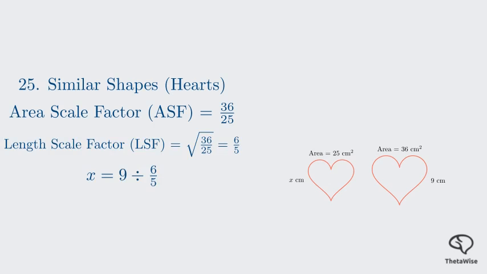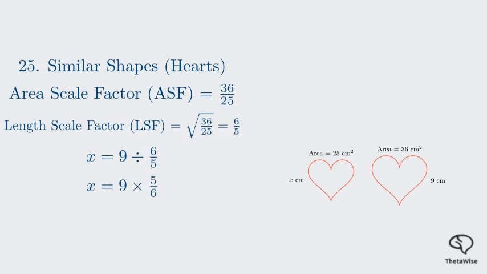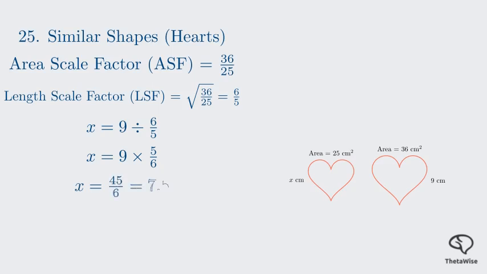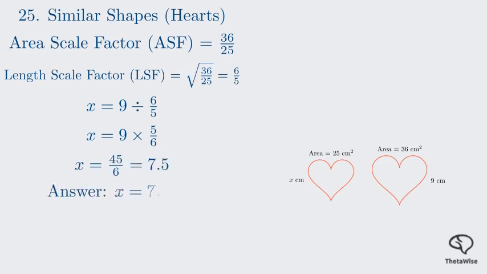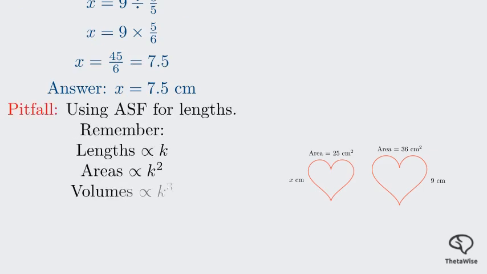To find the smaller height x, we multiply by the length scale factor. This is 9 times 5 over 6, which is 45 over 6. So x is 7.5 centimeters. A major pitfall here is using the area scale factor directly on the lengths. Always remember, lengths are scale factor k, areas are k squared, and volumes are k cubed.